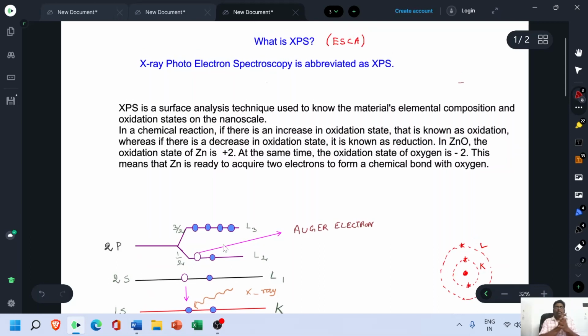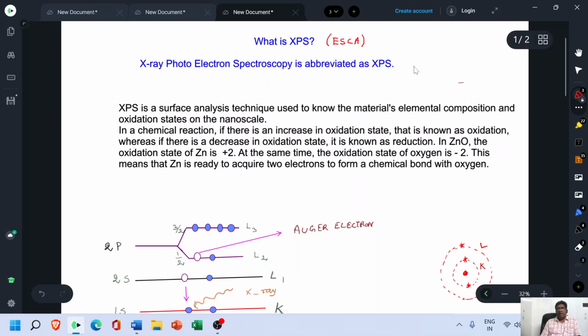So in this presentation we have to talk about the fundamentals of XPS. At the earlier stages, XPS was known as ESCA, electron spectroscopy for chemical analysis. With the help of this XPS analysis, we may know the elemental composition of a material and oxidation state. We know that oxidation is the liberation of electrons, reduction is the gain of electrons.